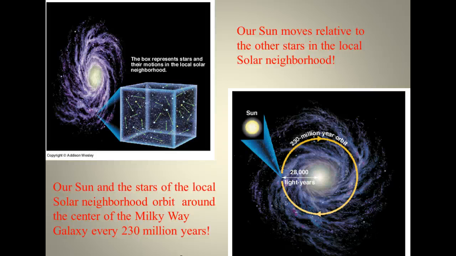Also write that orbit takes an astounding 230 million years. So it takes 230 million years for our neighborhood group of stars to orbit the center of the galaxy.